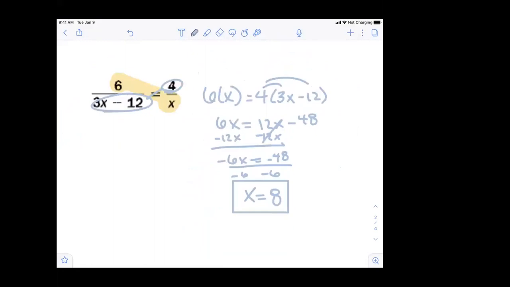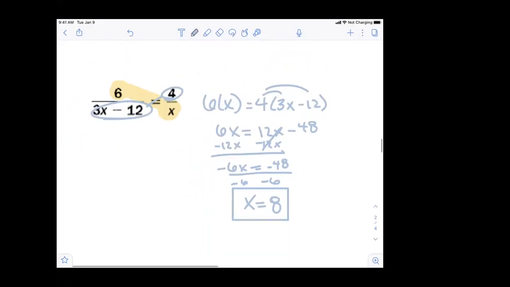All right. Any questions or concerns on that one? Pretty self-explanatory. The only thing is a common mistake is if you don't multiply the 4 by both the 3x and the 12. So make sure you distribute that, be really careful.